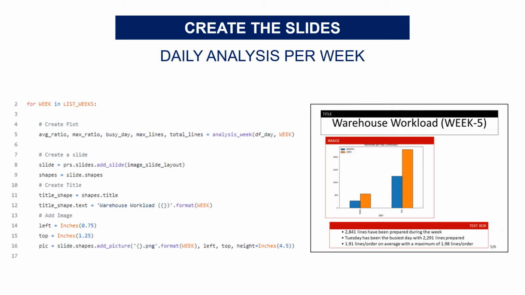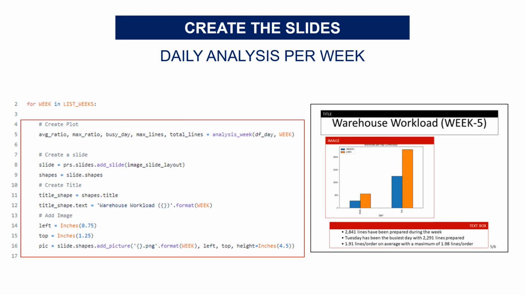Then you can start creating slides for the daily workload of the last 5 weeks. You'll create a for loop to build the 5 slides. For each slide, you perform the calculation in the function analysis week that generates visuals and returns comments. Then you can create the slide using the image slide layout. You add the title, you include the image. Note that you need to give the coordinates of the image using the distance from top and left.